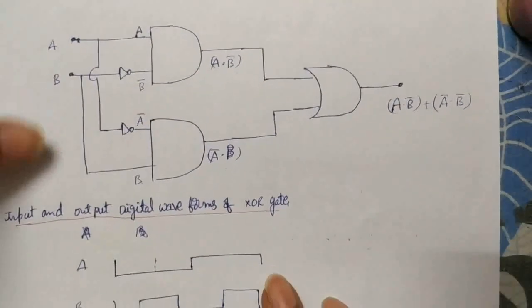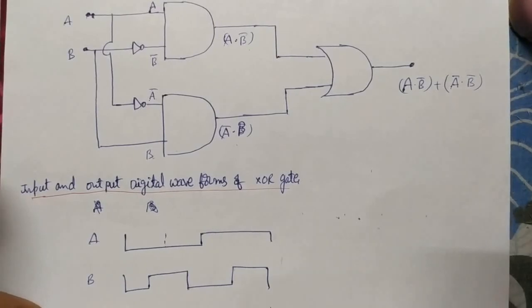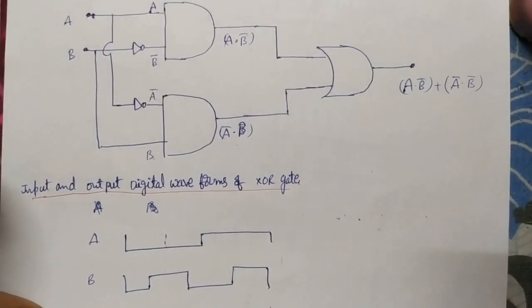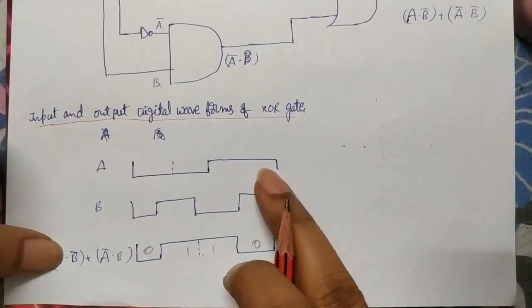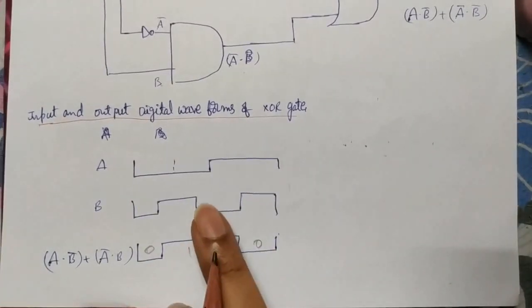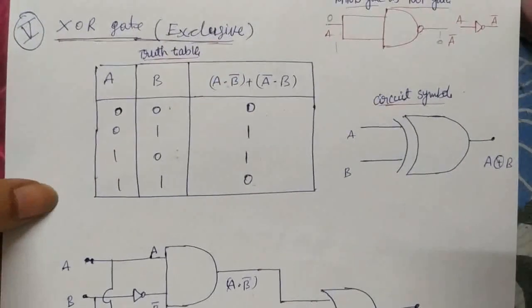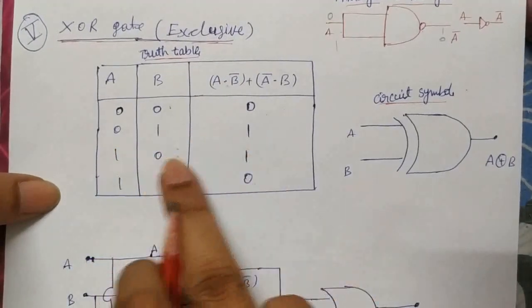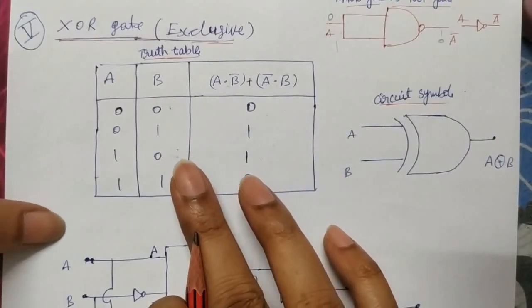And the output waveform, what you get: 0, 0 means 0, and 1, 1 also 0, and the remaining both are 1. What is the output waveform of the XOR gate? When an odd number of ones is there, then you get 1, and in the remaining cases you get 0. That is about the XOR gate.